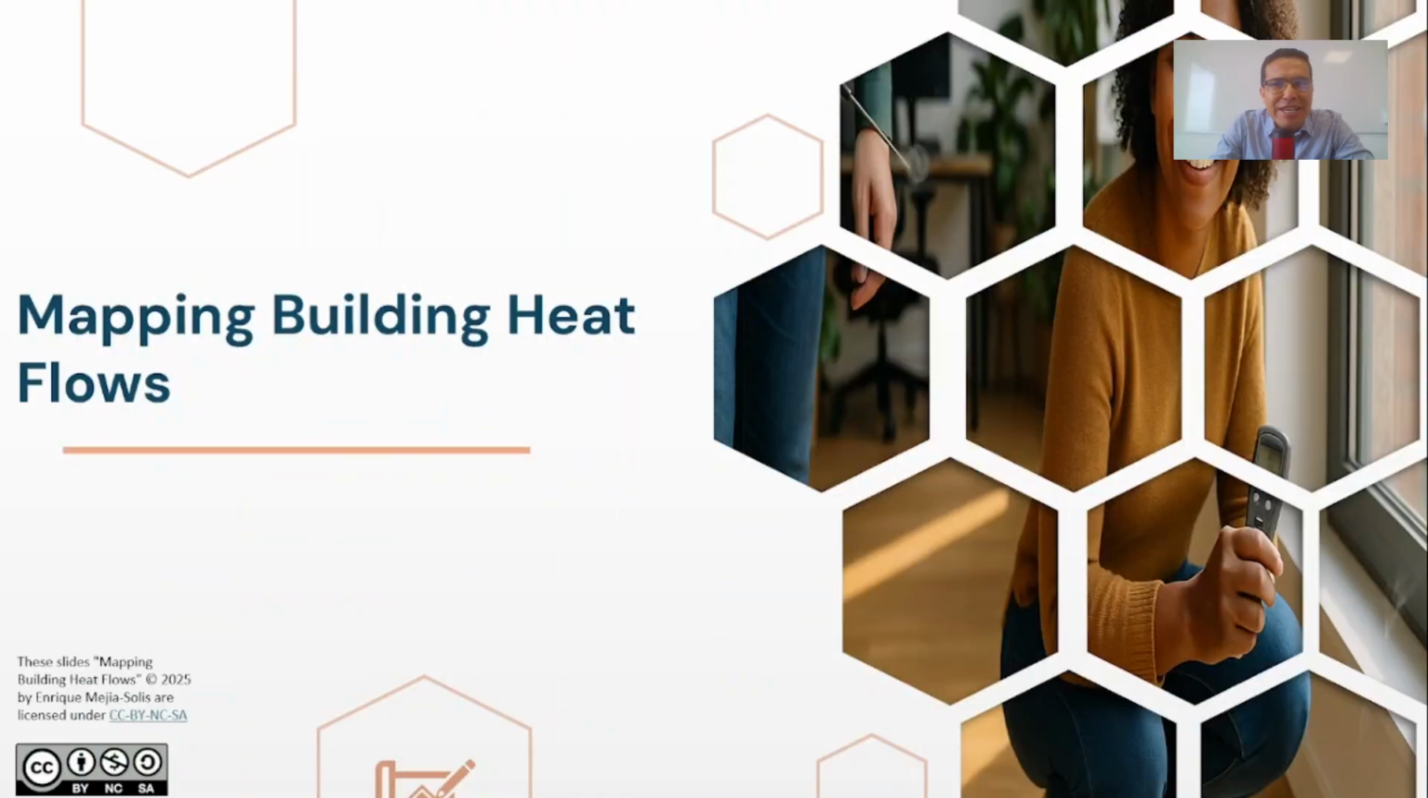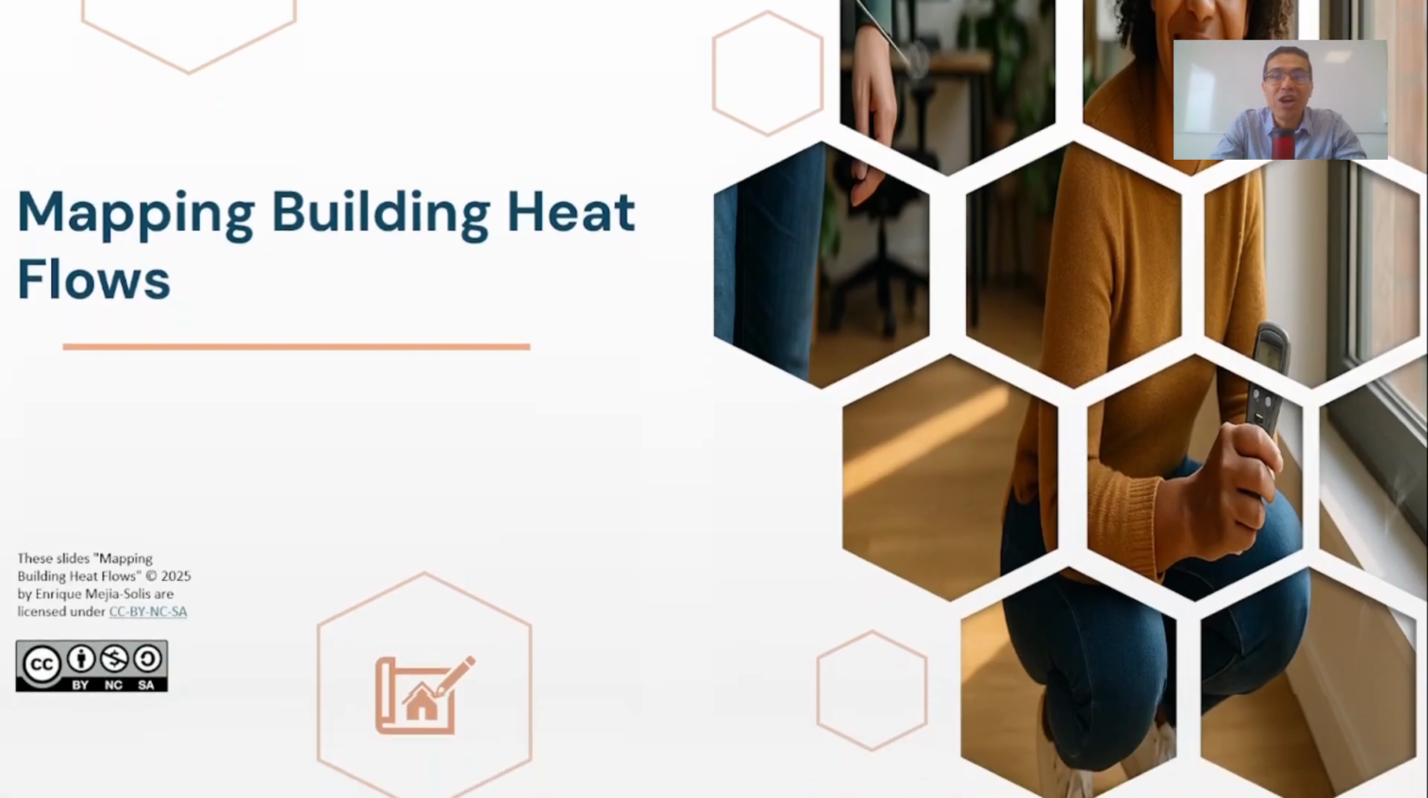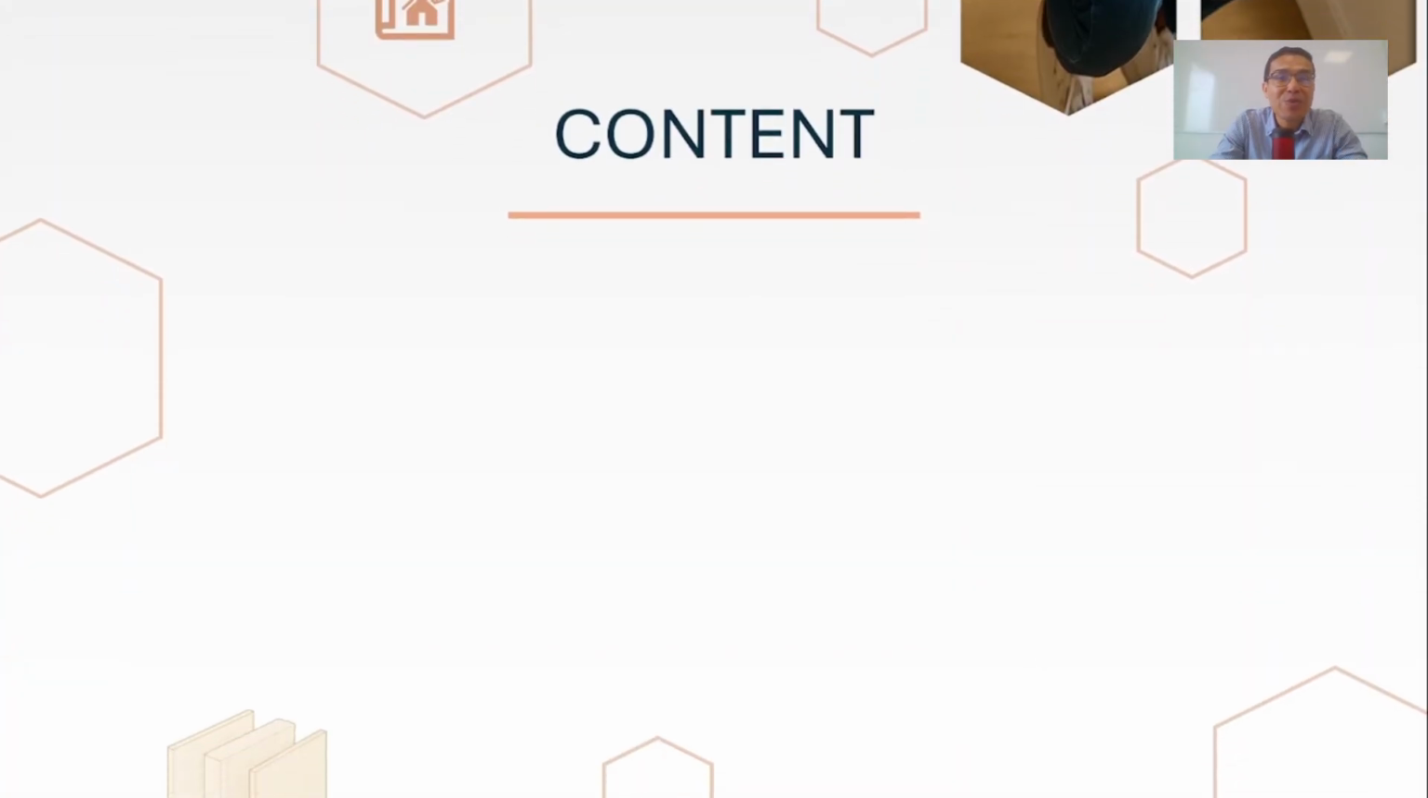Think of a building like a living, breathing system. Energy and moisture are constantly moving in and out, and all that movement creates a space load that the HVAC system has to manage. By the end of this video, you'll have a clear mental map of where all that energy comes from and where it goes.